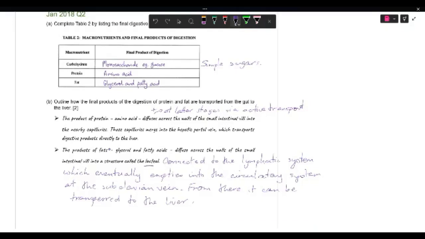It's going to diffuse into a structure called the lacteal, and this lacteal is a part of your lymphatic system. So it's going to travel through the lymphatic system until it gets to the point where the lymphatic system empties into the circulatory system. That occurs at the subclavian vein. And from there, it can be transferred to the liver. It goes to lots of other places too, but a good portion of it is transported to the liver. And that's the difference between protein and fats in terms of how they get to the liver.